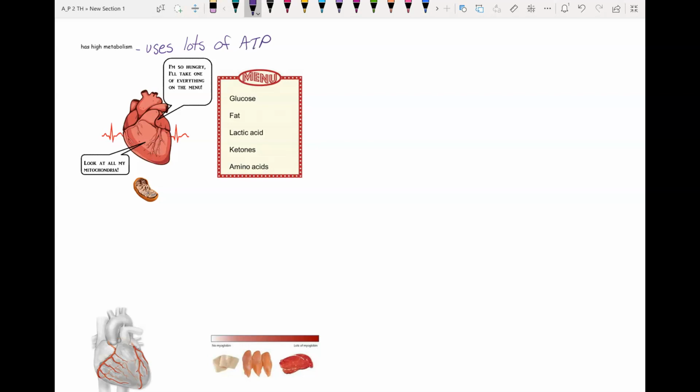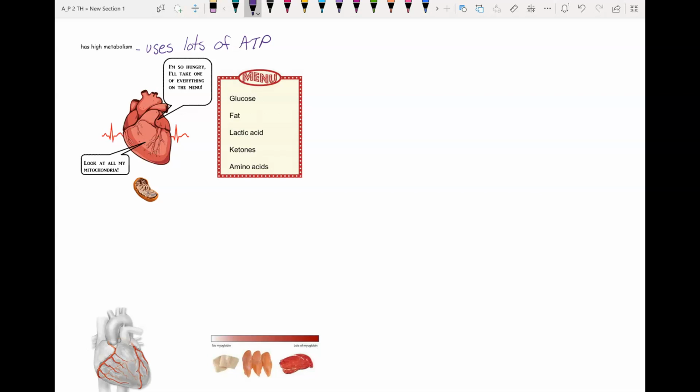Right? It has to work 24/7, your whole entire life. It never gets to take a break or rest. So it's going through massive amounts of ATP, keeping you alive. Now think back to chapter 3 and what you learned about ATP.